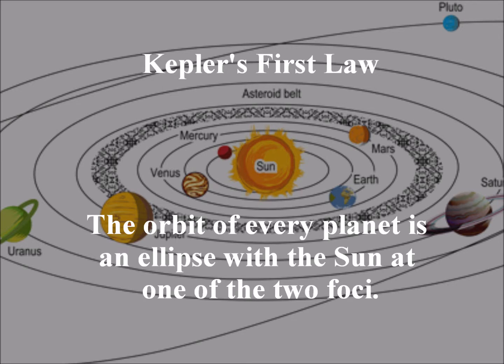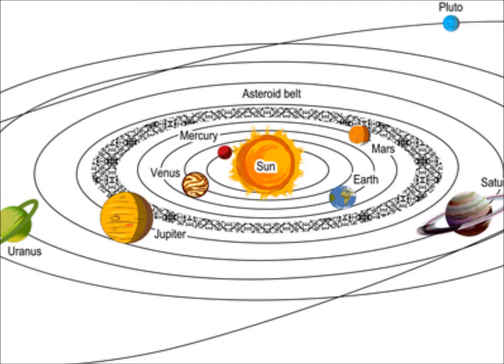Kepler's first law. The orbit of every planet is an ellipse with the sun at one of the two foci. For example, in this picture, the drawn path of each of the planets is in the shape of an ellipse. This is important as it applies to his second law.